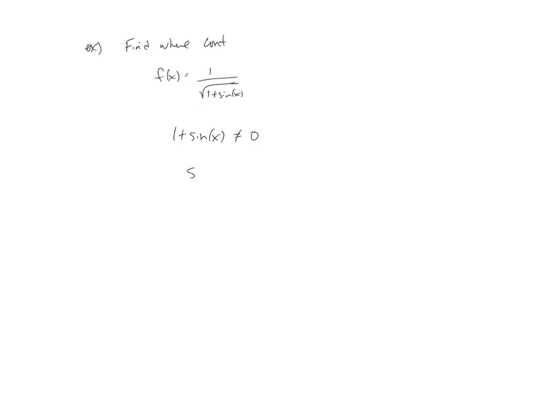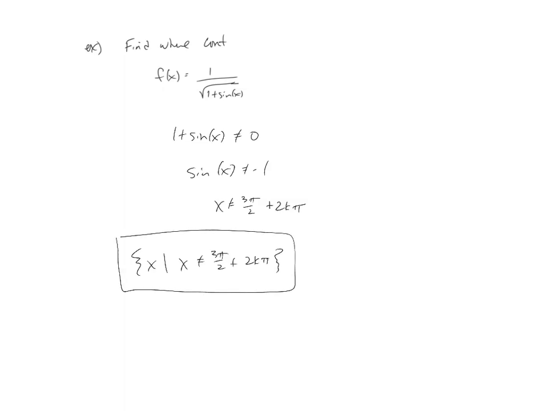But for this one, all we need to worry about is where 1 plus sine of x is not equal to 0. So this says if I solve this, sine x equals negative 1. And of course, x equals 3 pi over 2 plus 2k pi. And remember, those are the values you're not allowed to have, right? That's where you would be discontinuous. So to answer the actual question, where are we continuous? We would be continuous for all x, such that x is not equal to 3 pi over 2 plus 2k pi. And so there would be our answer in set notation, showing where our given function is continuous.